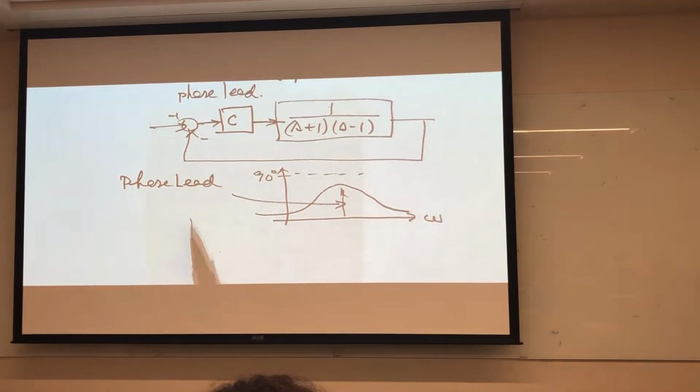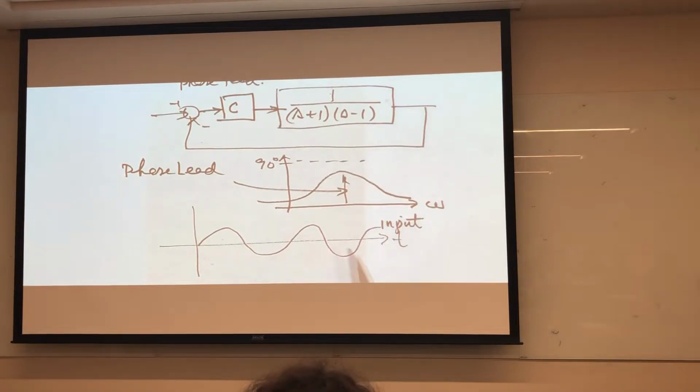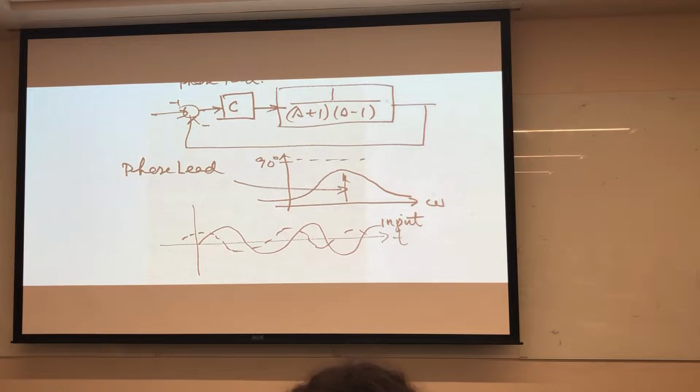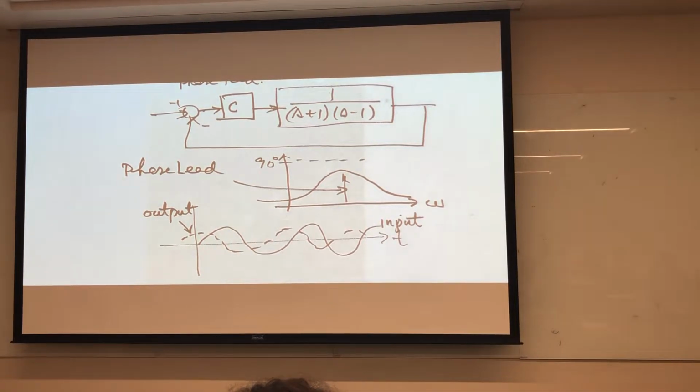Okay, so if you were to plot it in time and say this was the input, the output of the compensator will look something like this. This is the output. What we're saying is the output looks like it's running ahead of the input. Okay? This is like anticipation. Phase lead is anticipation.